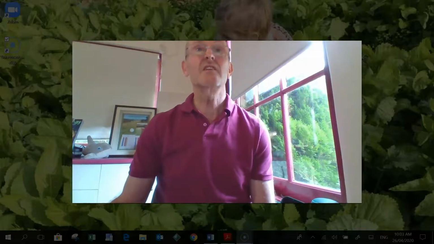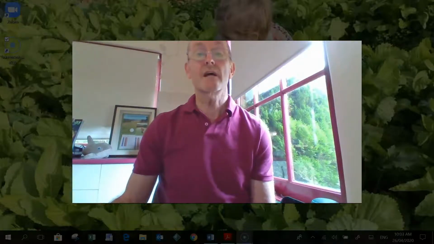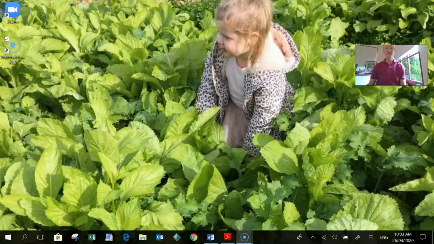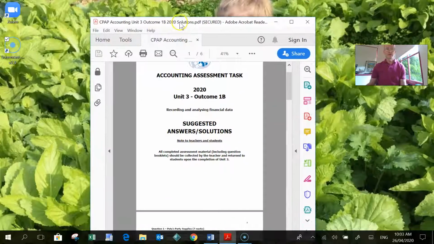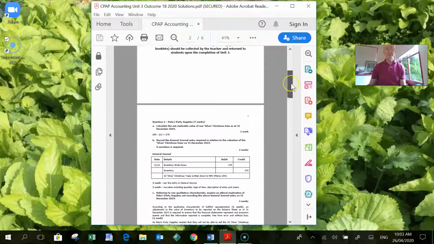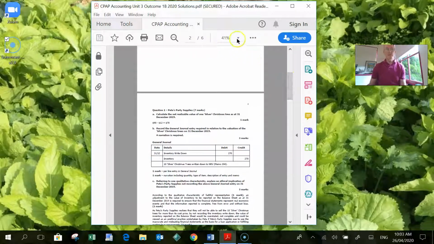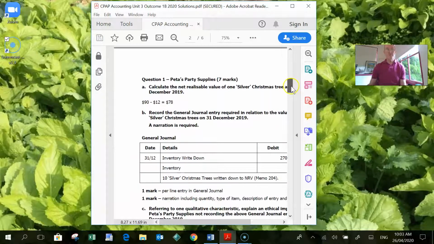Right, let's go through these solutions to your SAC. So let me drag this down here and move me into the top right corner. Okay, so question 1, which was done reasonably well by most of you, but we need to emphasise to quite a few students what net realisable value is.